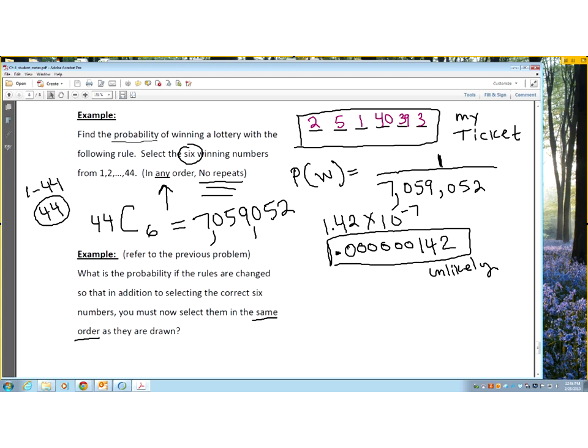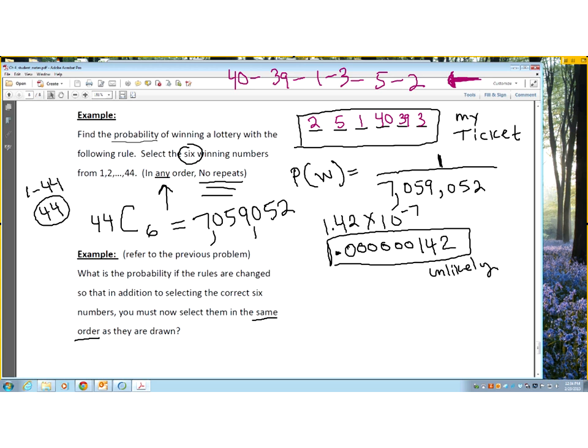And so if I have the winning combination of numbers, for the first example, it doesn't have to be in the same order. So say that the numbers are drawn in this way: 40, 39, 1, 3, 5, 2. Say that the numbers were drawn in a different order. Well, according to the rules now, you're still a winner. As long as you have the winning numbers, you're still a winner.